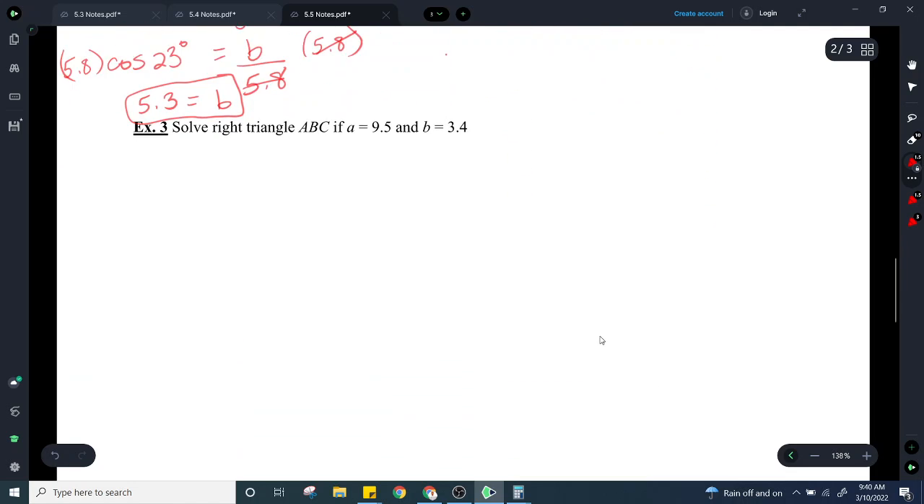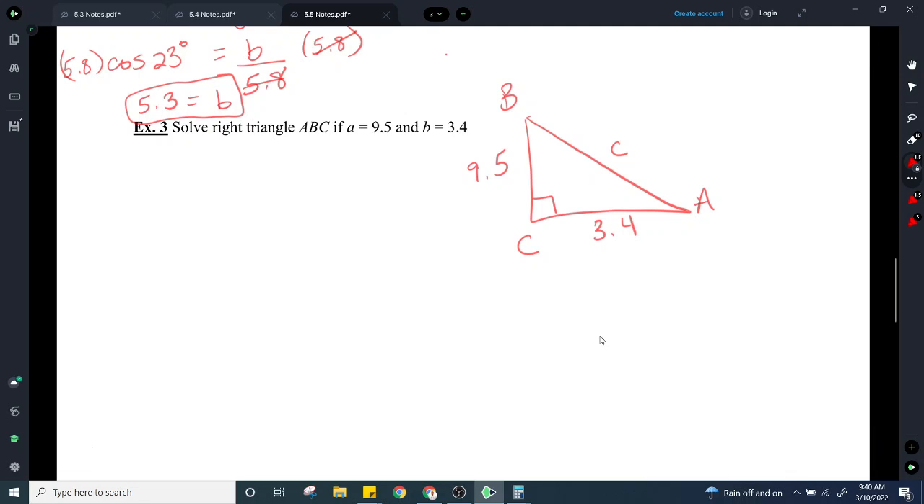Number 3 is very similar. Solve the right triangle, and this time they're giving you two sides. All right, so let's draw our picture. We're going to label the sides again. I'm going to call this B again. I'll call this A, and we'll make C our hypotenuse. So side A is 9.5, side B is 3.4, and the hypotenuse I don't know. We can go ahead and find the hypotenuse using Pythagorean theorem. We don't need to use any trigonometry here. So if I do that, I've got 9.5 squared plus 3.4 squared equals C squared.